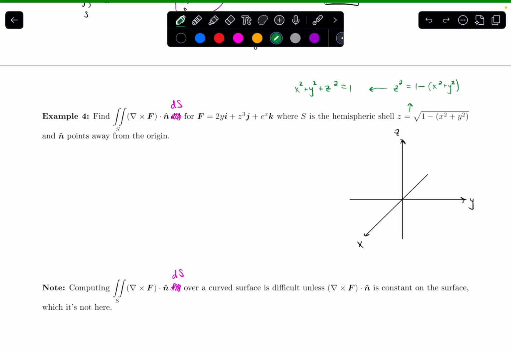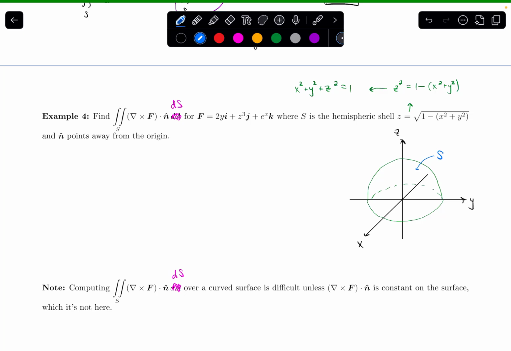So I'm going to draw just that top hemisphere. I'll draw the circular base of the hemisphere, that circular base, and then the top, the top of the dome. Okay, so here is our surface, my surface S, this hemisphere.